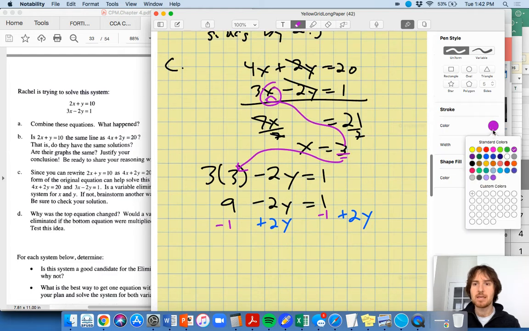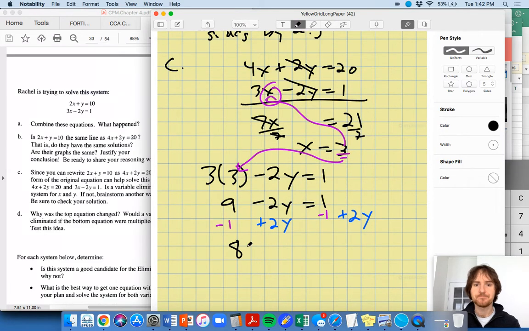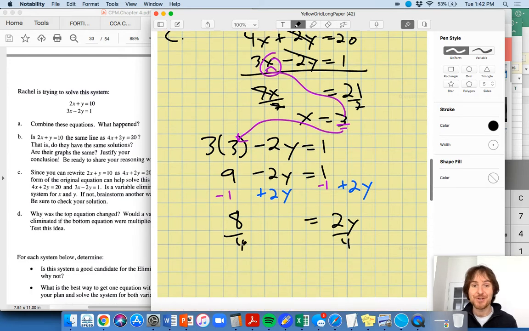9 minus 1 is 8. And then I got 2y over here. So if 2y represents 8, then 1y's got to be 4, right? I can divide both sides by 2 just to be certain. But 8 divided by 4, yep, that's 2. And we got y equals 2 here. Okay, so my solution to this system is going to be x equals 3 and y equals 2. And hopefully I didn't make a mistake with that.